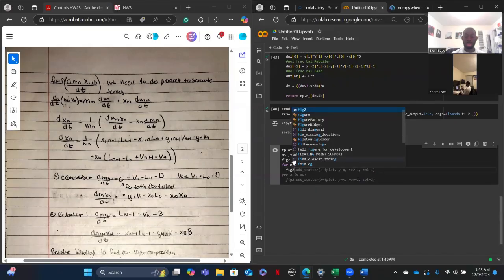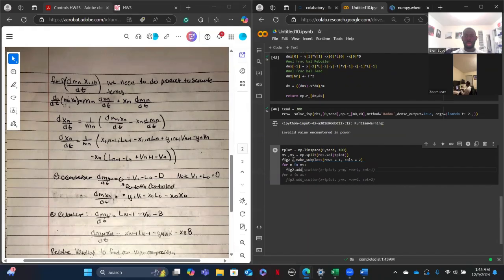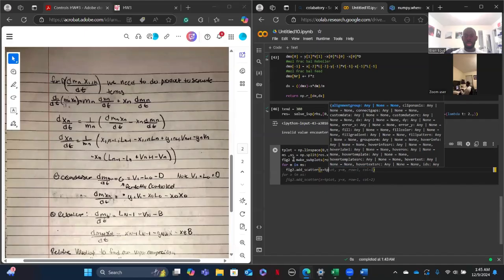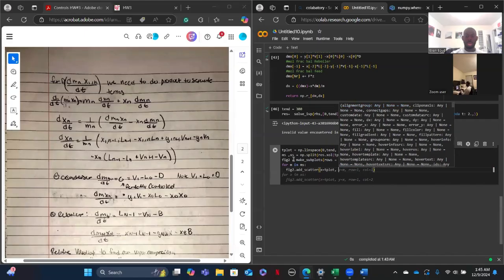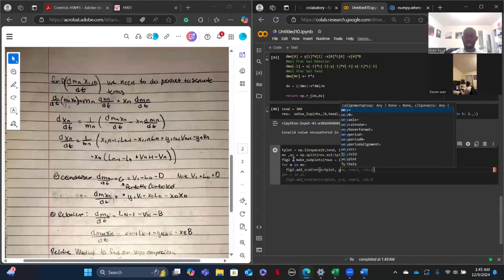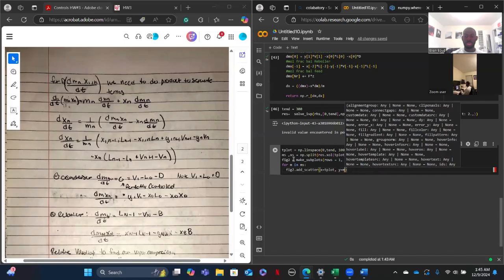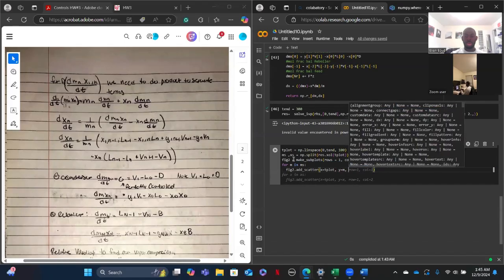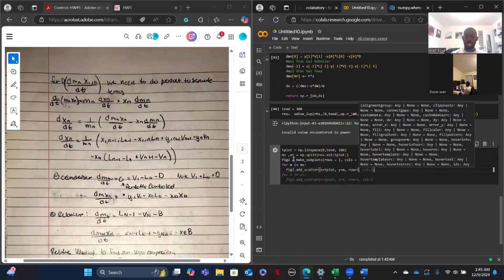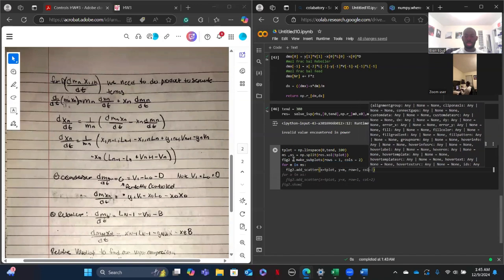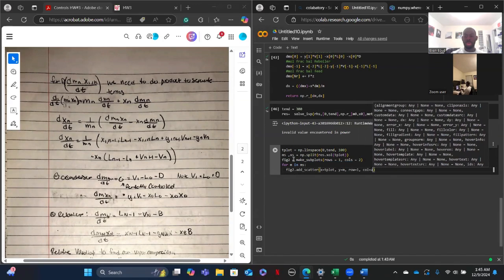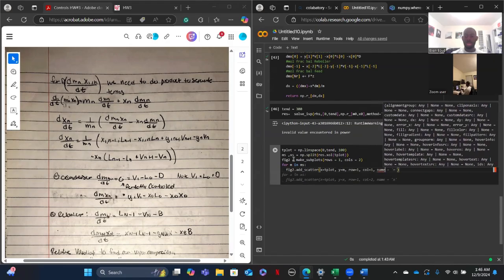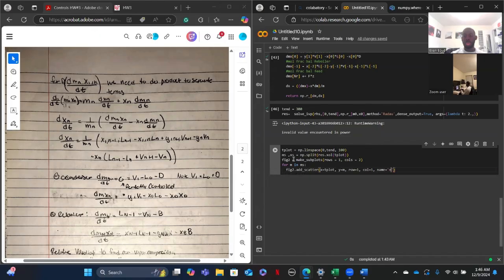fig2.add_scatter, and then x is equal to t plot, y is equal to m, row equal to 1, column equal to 1, and then the name is moles.